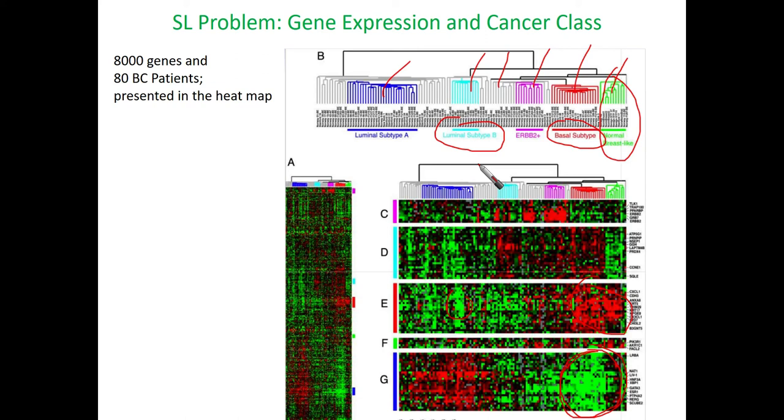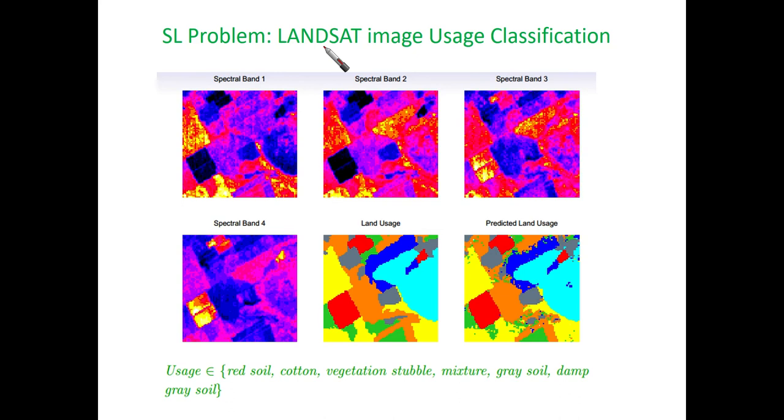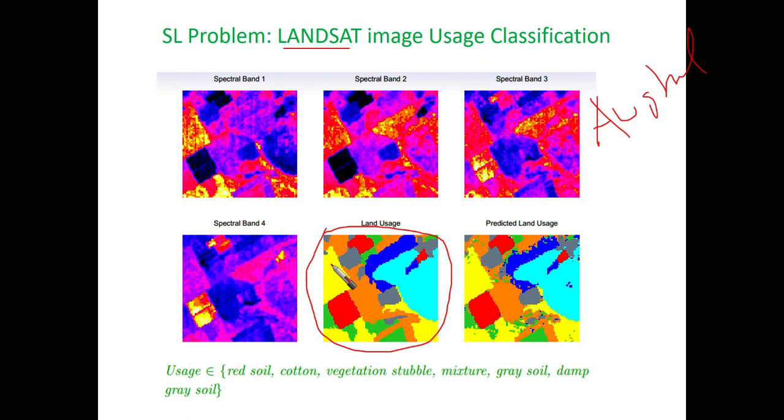Then you have SL problems, for example, these Landsat images. What are these images? For example, this may be in the country Austria. This is the real map of land uses in Austria, maybe some remote area, where this is land, and what is the use of that land? For example, this red one means it's simply soil. Then you have red soil, cotton, vegetation stubble, mixture, gray soil, and then damp gray soil.